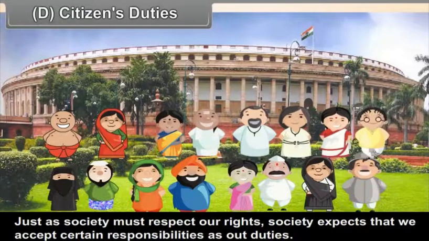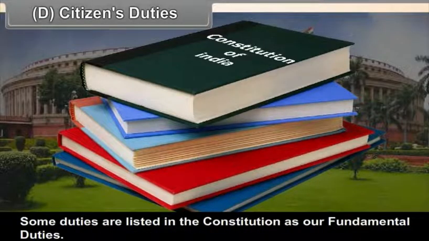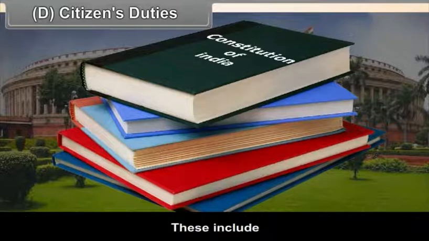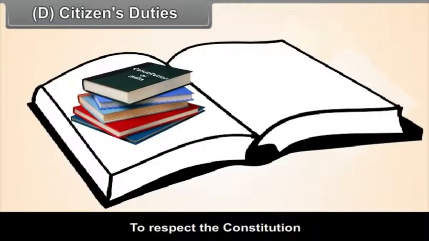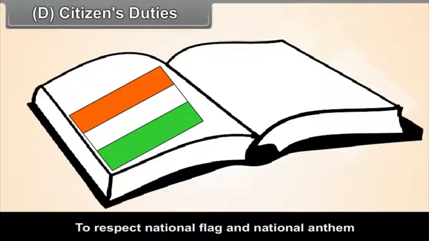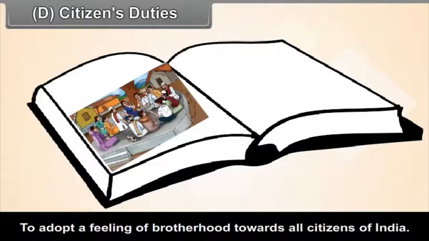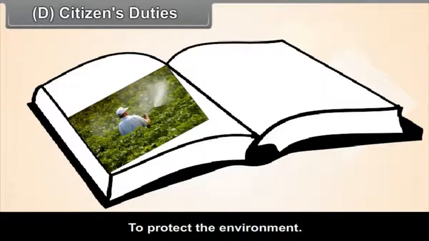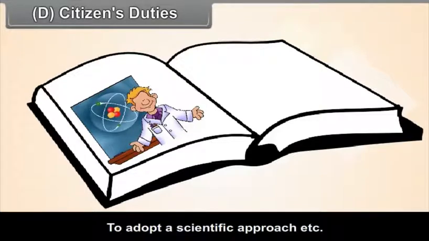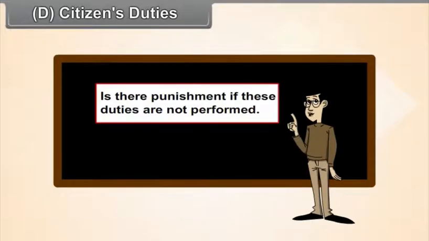Just as society must respect our rights, society expects that we accept certain responsibilities as our duties. Some duties are listed in the Constitution as fundamental duties. These include to respect the Constitution, to respect the national flag and national anthem, to protect the country, to adopt a feeling of brotherhood towards all citizens of India, to protect the environment, to adopt a scientific approach, etc. Is there punishment if these duties are not performed?